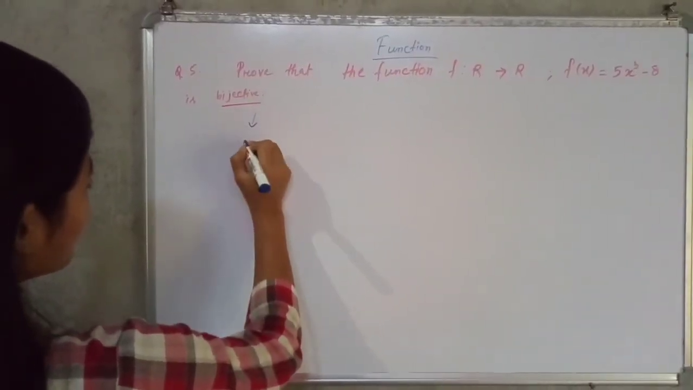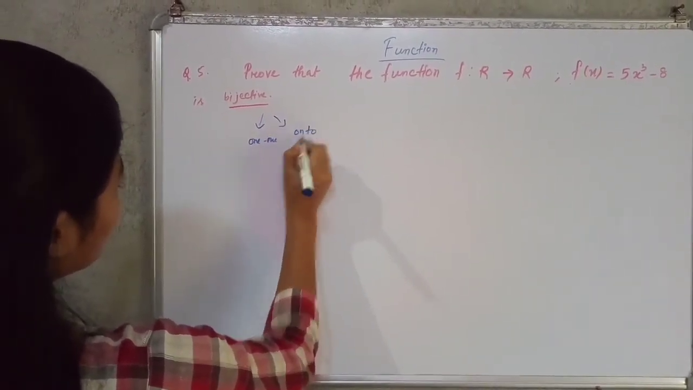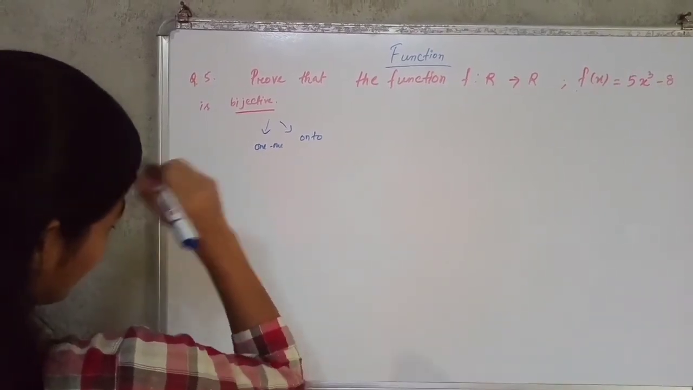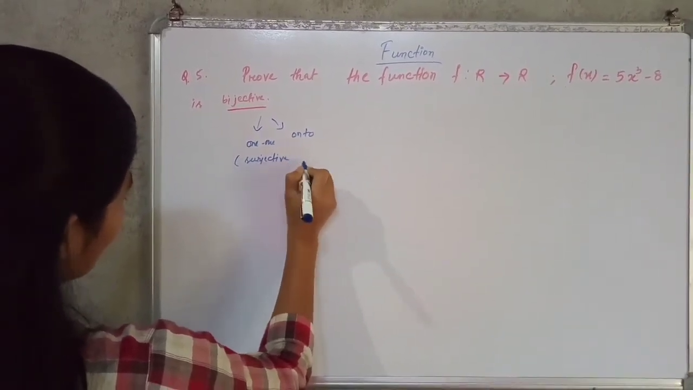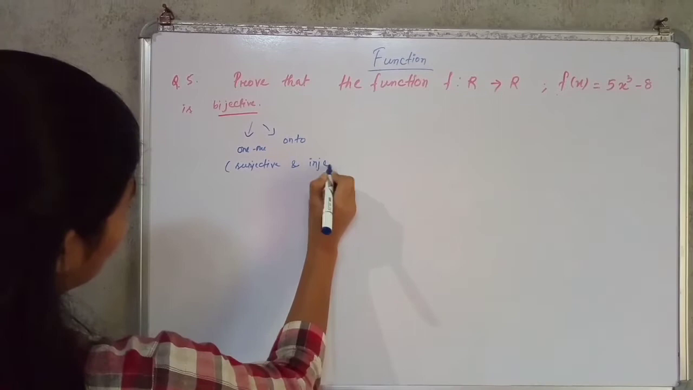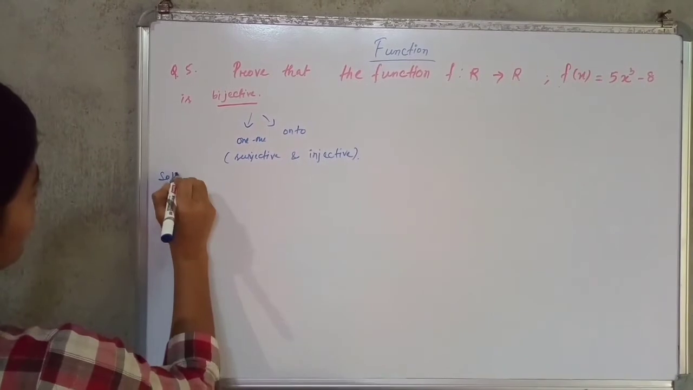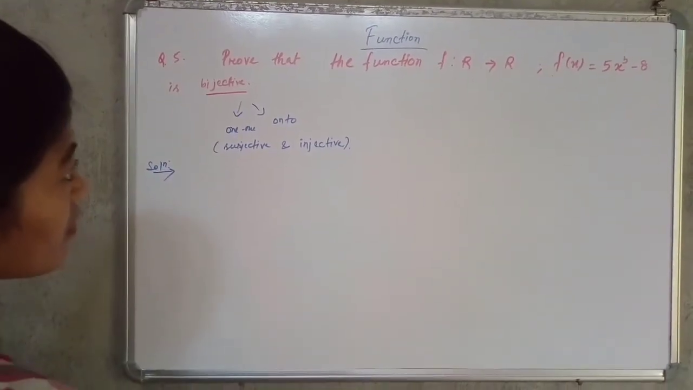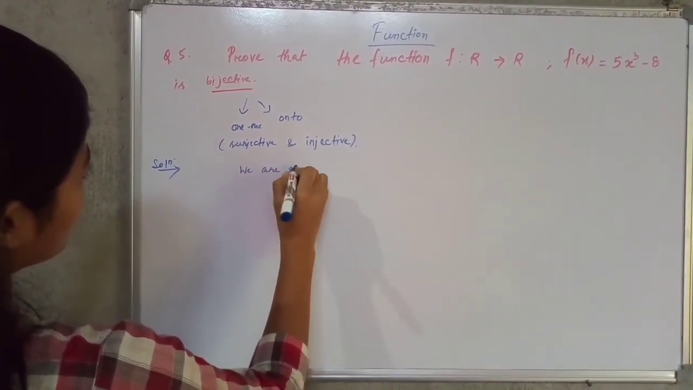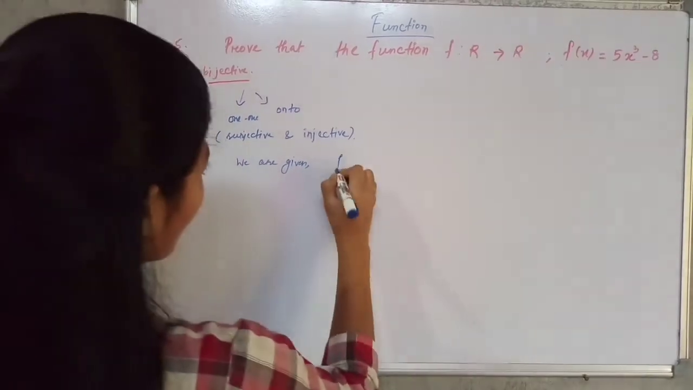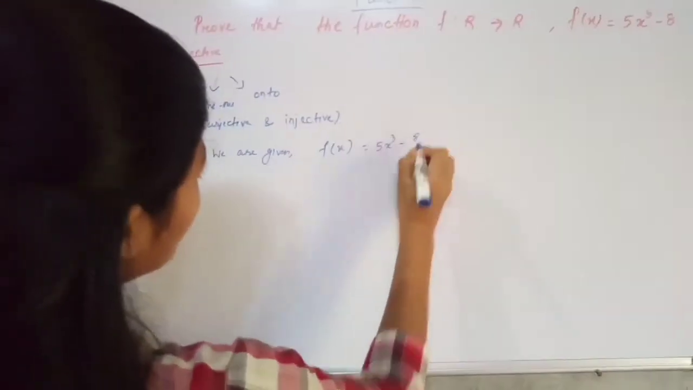Bijective means the function is both 1 1 and onto. That means both surjective and injective. Then it will be called a bijective map. We are given f of x equal 5x cube minus 8.